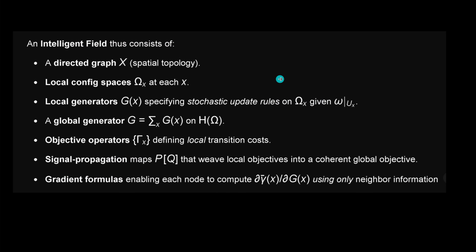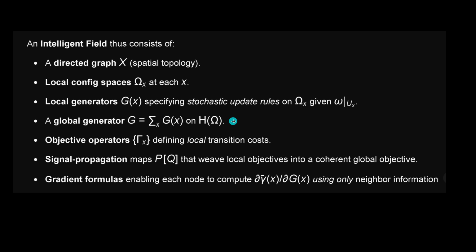Summary. Intelligent field, what we have, it is simple. We have a directed graph, this is the base, this is our spatial topology that we build upon. Then we have local configuration spaces omega. Now you know our omega is a little bit more complicated than the spaces that you know from the classical AI theory. Then we have local operators, local generators G of X, specifying the purely stochastic update rules on our omega, given a specific configuration. Then we need, of course, the big picture, so we need a global generator.